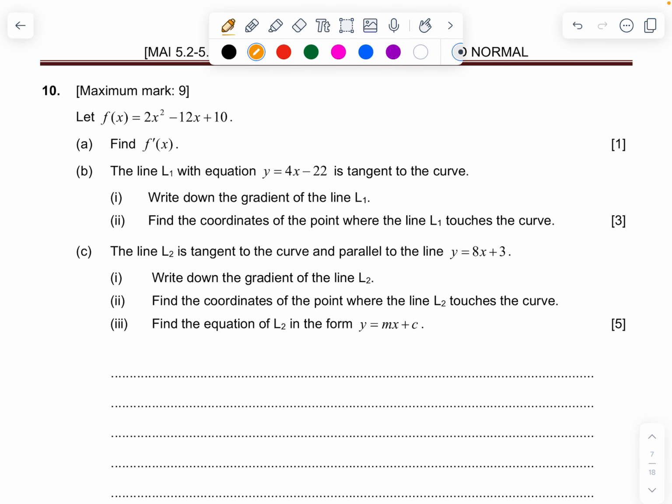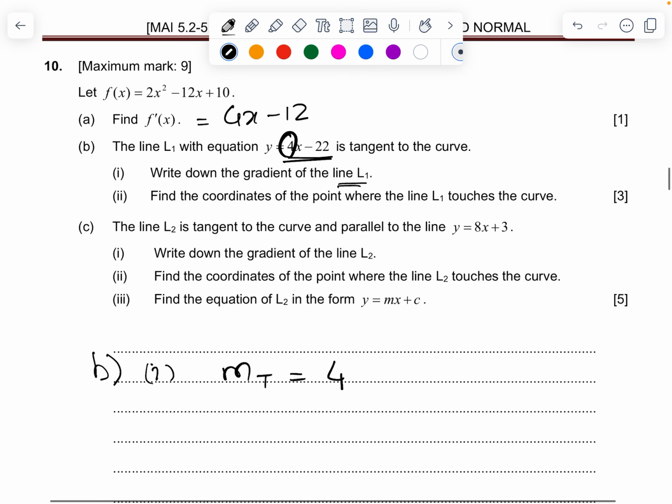Question number 10. Find f prime x, which is 4x minus 12. The line L1 with an equation y equals 4x minus 22 is a tangent. Write down the gradient of the tangent L1. So the L1 gradient is going to be 4, because y equals mx plus c, that's going to be the gradient of the tangent line L1.